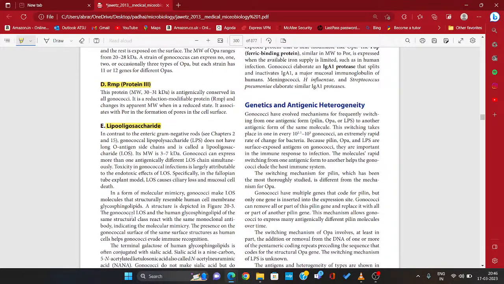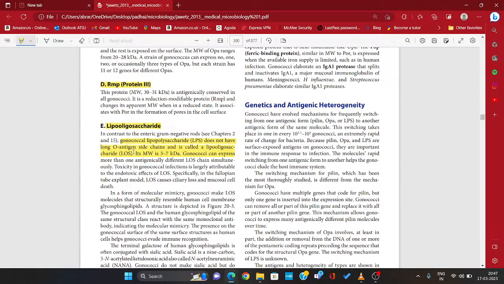In contrast to the enteric gram-negative rods, see chapters 2 and 15, gonococcal lipopolysaccharide does not have a long O side antigen side chain and is called lipo-oligosaccharide. Its molecular weight is 3 to 7 kilodaltons. Gonococci can express more than one antigenically different lipo-oligosaccharide chain simultaneously. Toxicity in gonococcal infection is largely attributable to the endotoxic effects of LOS. LOS means lipo-oligosaccharide.